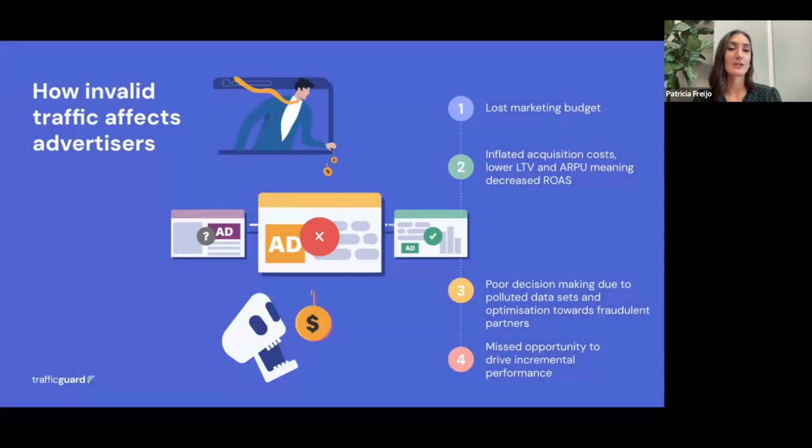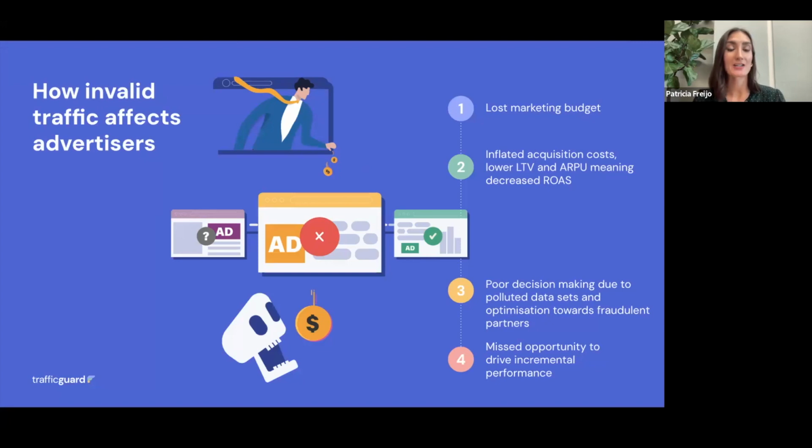Now, we mentioned at the beginning, in terms of numbers, how this invalid traffic affects companies, but I wanted to touch on specifically how it affects the marketing team. So first of all, this invalid traffic is actually wasting your marketing budget. A percentage of your budget is just going to waste if you're not preventing this invalid traffic. The second impact is that it's also inflating your acquisition cost. It's lowering your lifetime customer value, it's decreasing your average revenue per user, and overall, it's making your marketing not as efficient as it could be.